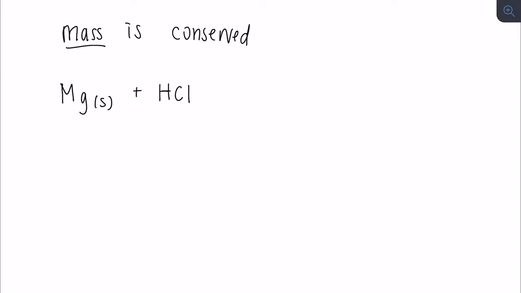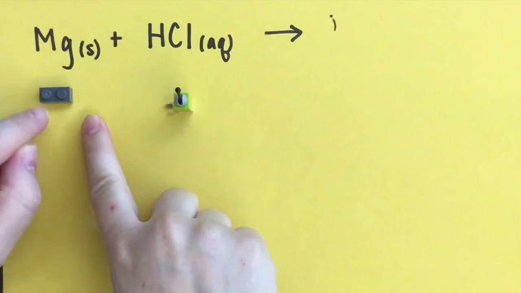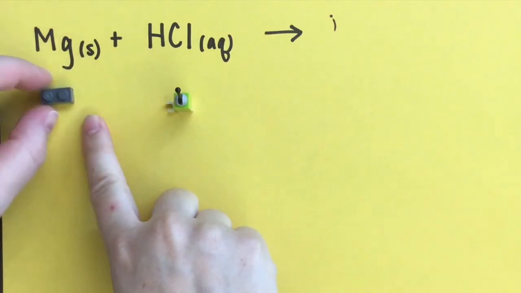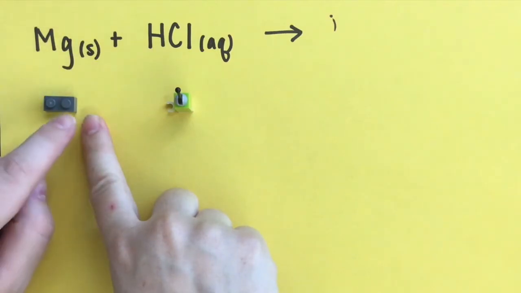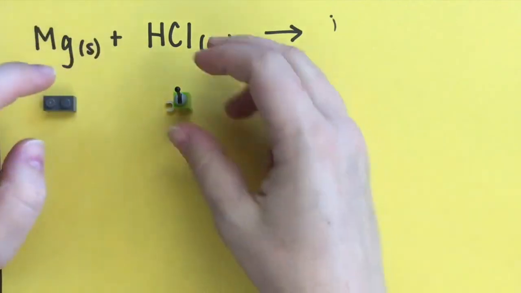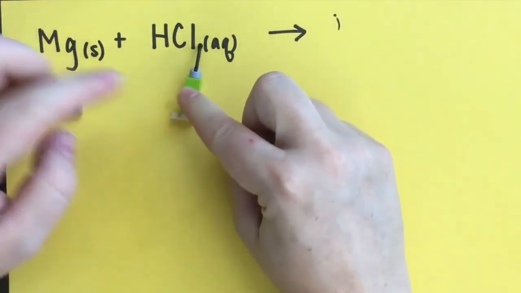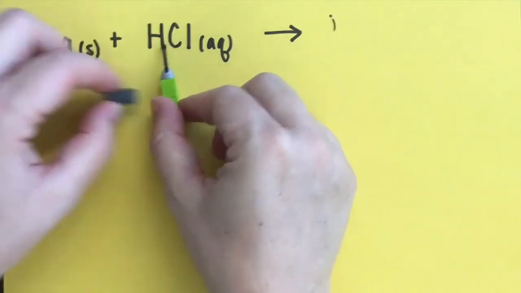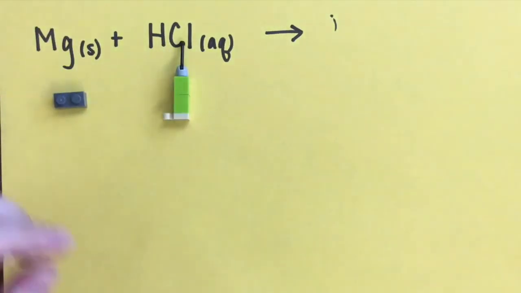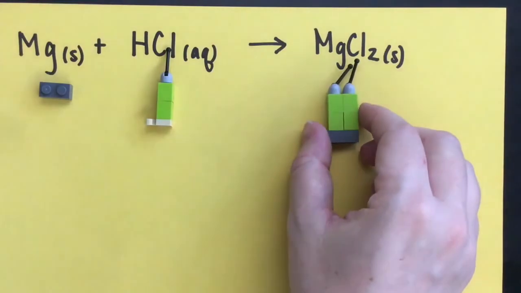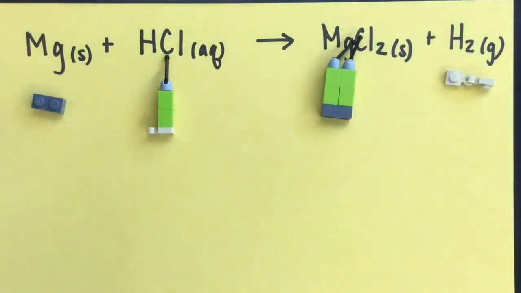Let's examine the particulate model of this so that we can write a chemical equation. So here I have magnesium solid, represented by my gray block here, with two valences, and I have my HCl, which has our chlorine on top and our hydrogen on the bottom. And if these do a reaction together, they will make magnesium chloride and hydrogen gas.